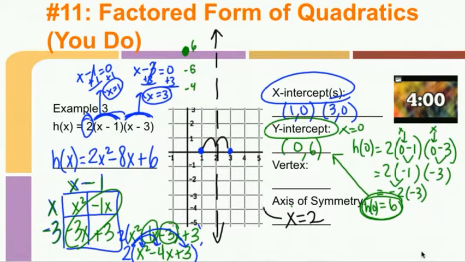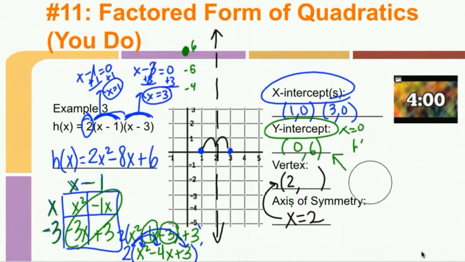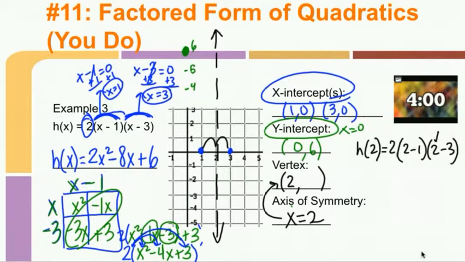X equals 2. And I can use that to substitute in for the vertex. So again, I'm going to do the same thing here, except I'm plugging in a +2. Just for the sake of space, I'm going to erase this green work. So now I'm going to write h of 2 equals 2 multiplied by 2 minus 1 and 2 minus 3. Remember, these were my x's that I replaced.